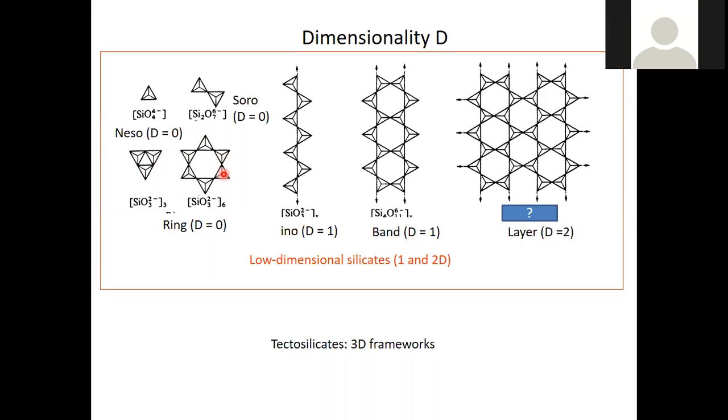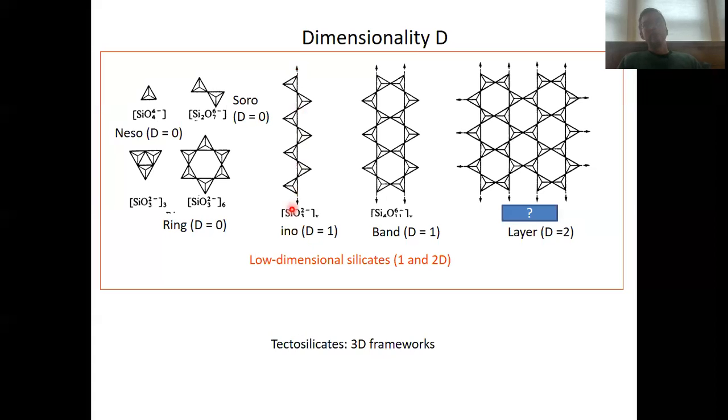Okay, thank you. So now let's move over from zero-dimensional silicates to one-dimensional silicates. One-dimensional silicates are either inosilicates or band silicates. In an inosilicate, you have single infinite chains of corner-sharing SiO4 tetrahedra. So the dimensionality of this inosilicate is 1 because you have an infinite structure in one dimension.